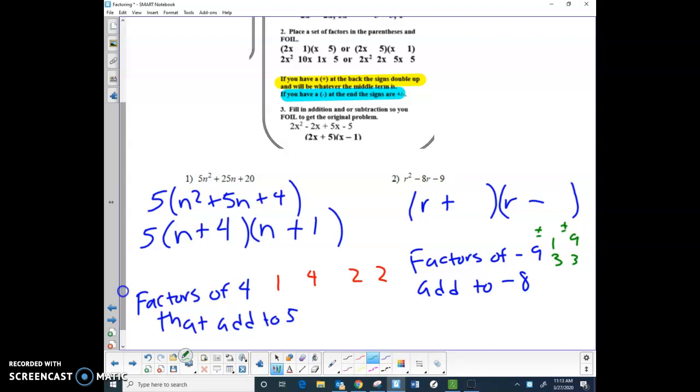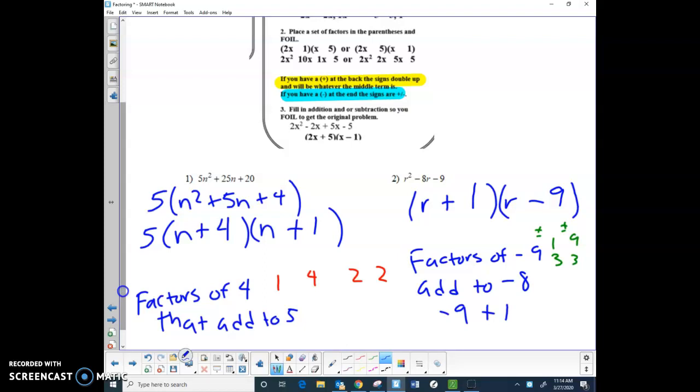All right, so 3 and 3 obviously isn't going to get me there. But 9 and 1 has potential. So I need to get to negative 8. We have to decide which one's going to be positive and which one's going to be negative. In this case, I'm going to have a negative 9 plus 1 to get me a negative 8, which means I'm going to end up with a minus 9 and a plus 1.